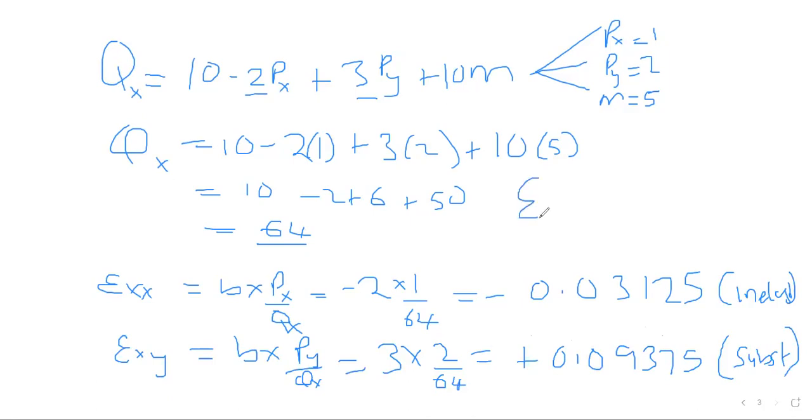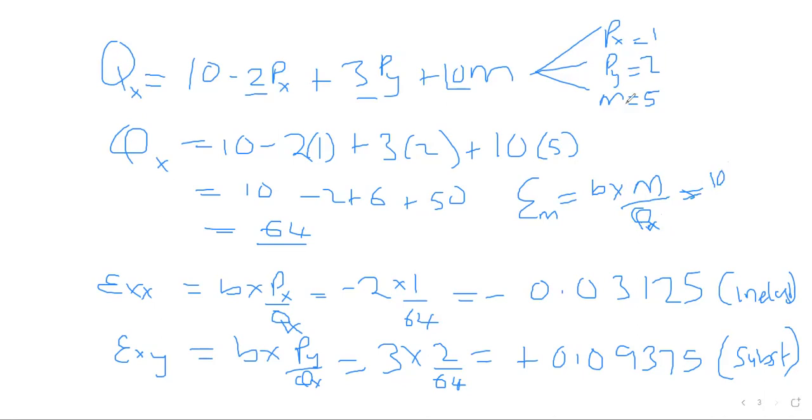And finally, the elasticity of income. So the slope for income there is what? 10. So these are the slopes. The B for X, price of X is -2. The B for price of Y is +3. Here it is +10.